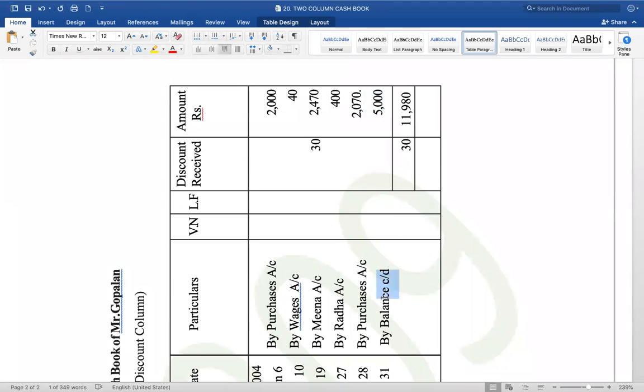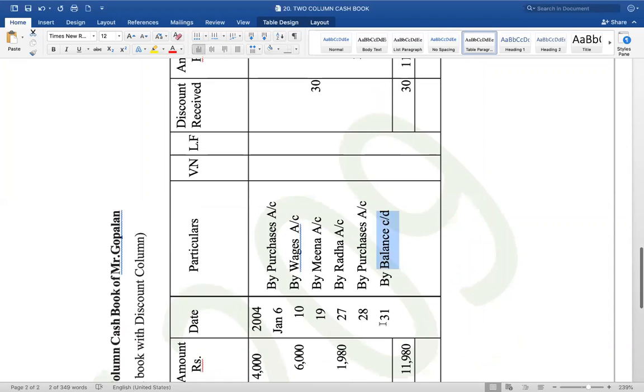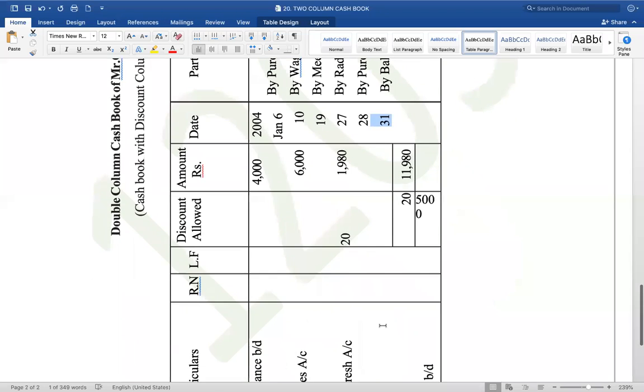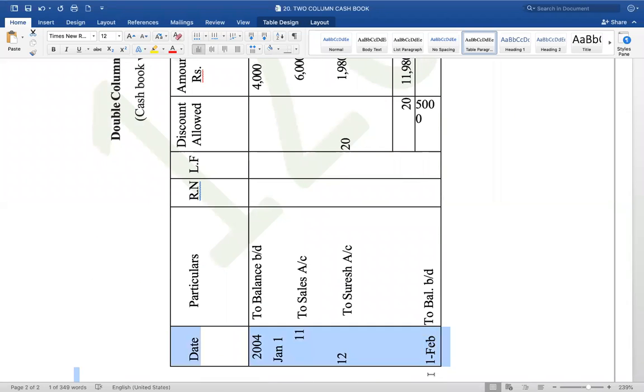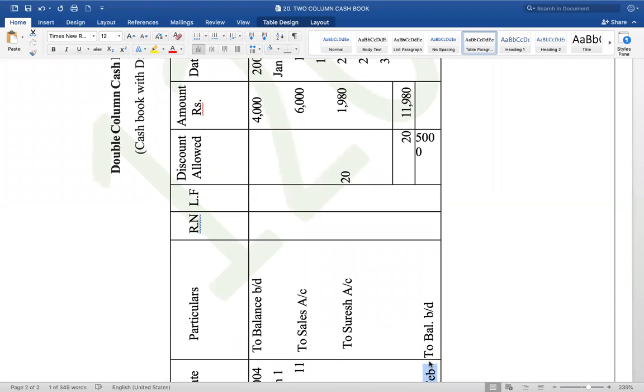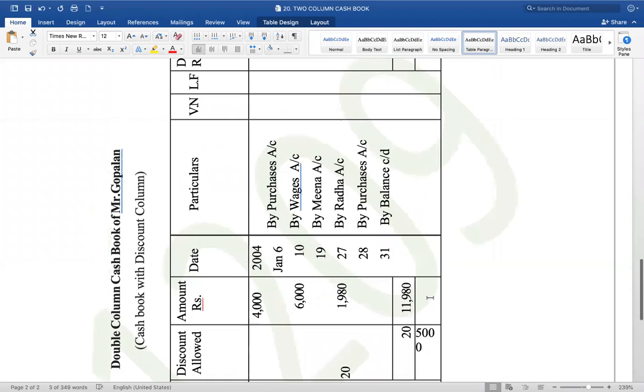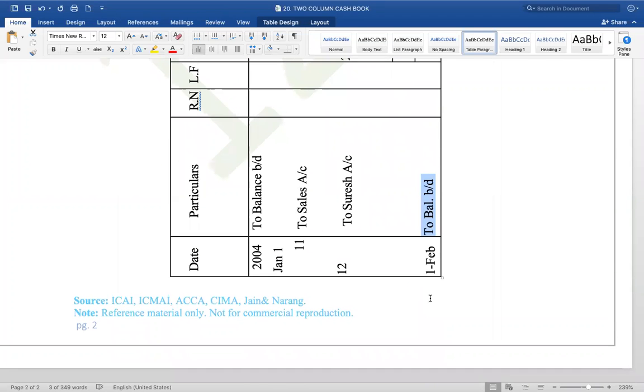That is the balancing figure, the closing balance as on the last day of the accounting period. The same is brought down to the first day of the next accounting period. We write 5,000 in the amount column and in particulars we write to balance brought down. This is the end of the solution.